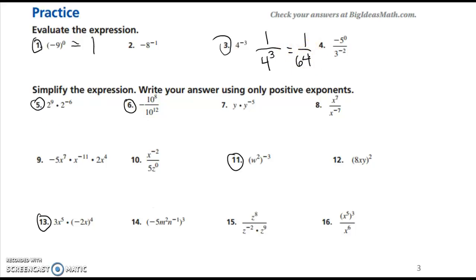Number 5, we are multiplying like bases, so you're going to add their exponents. And 2 plus negative 6 will be 3, so 2 cubed is 8.